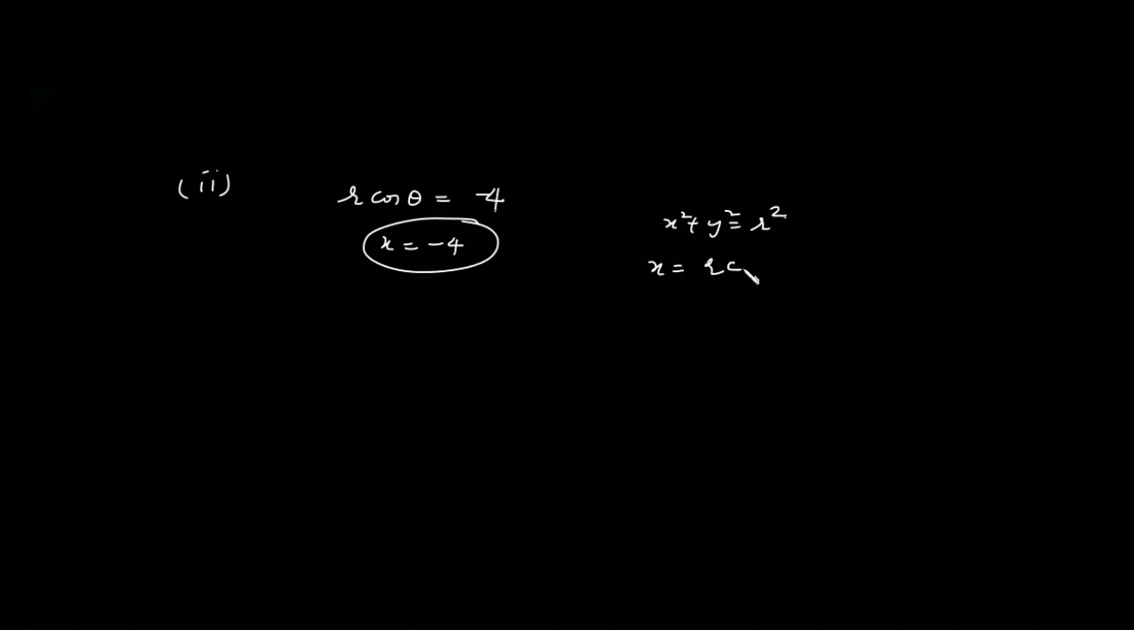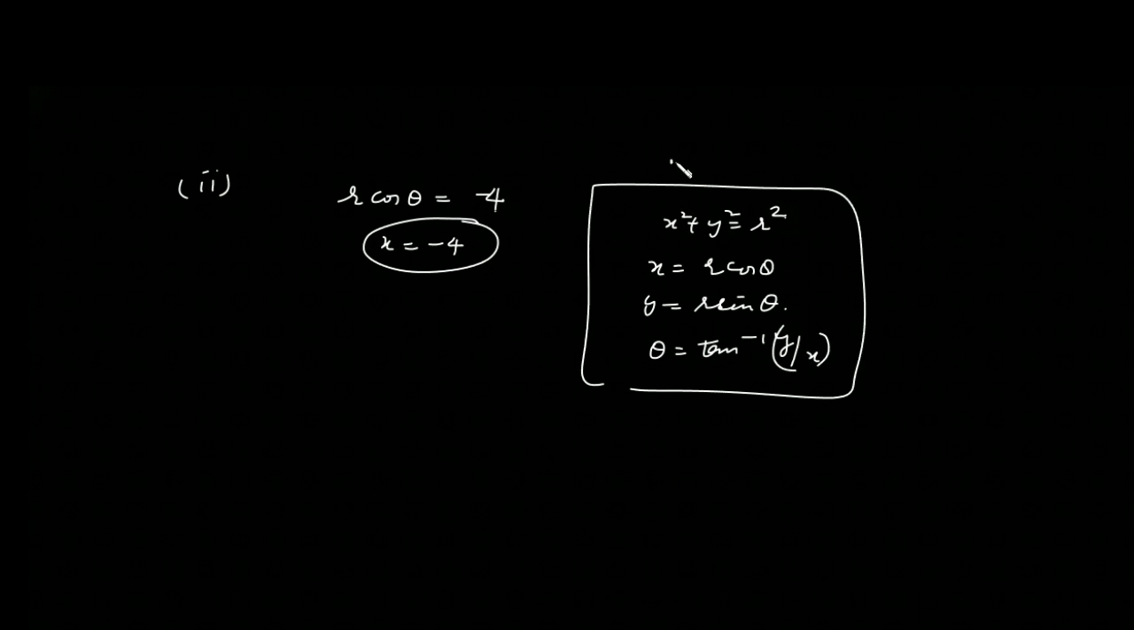Now one more example. Let's suppose r cos theta is equal to minus 4. What's the Cartesian form of this? This is x is equal to minus 4. Similarly, if a Cartesian equation is given to us, we can convert into polar by substituting x square plus y square to be r square, or x is equal to r cos theta, y is equal to r sine theta, or theta to be tan inverse y upon x. So we have this relation in Cartesian and in polar.